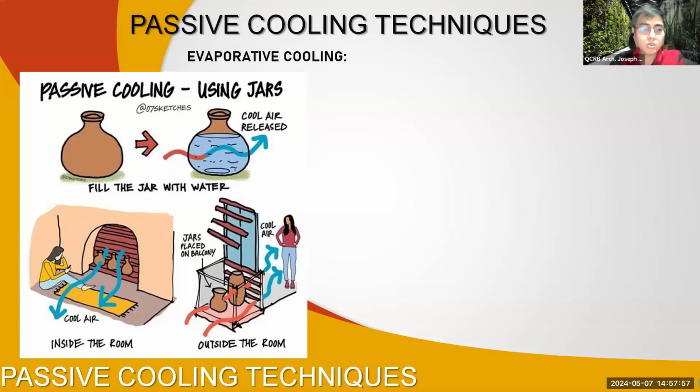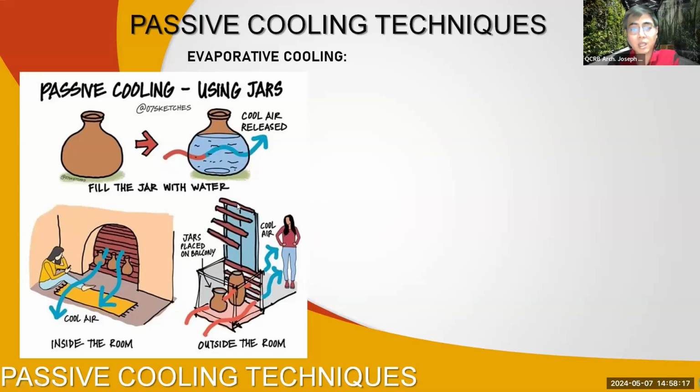What you can do is you can put those jars or these devices near your windows, and it will cool your room. If you see here, on the lower right portion of the image, they placed it on the balcony, and then there's a ventanilla below the balcony. That's where the jars are, and then cold air will come in.